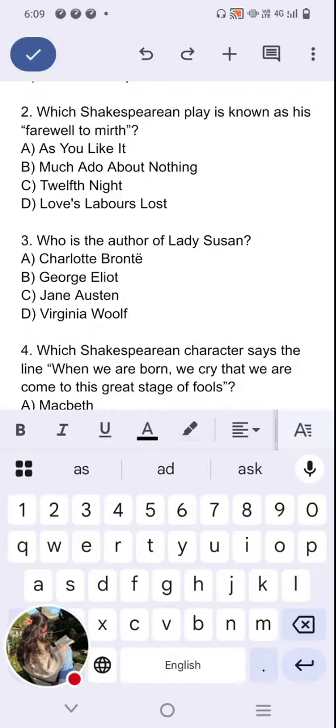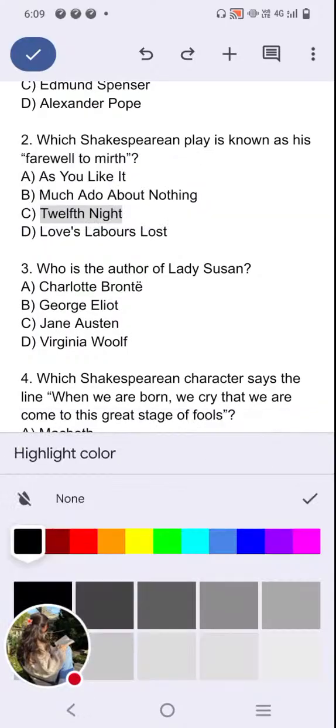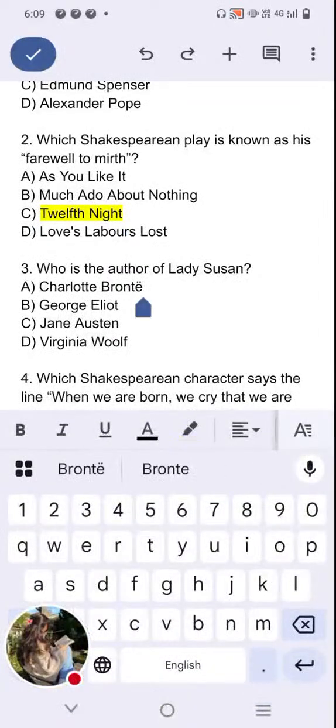The right answer here is option C, Twelfth Night. And why is it called Farewell to Mirth? The interesting thing is that before Twelfth Night, he was writing comedies and romances like Much Ado About Nothing and As You Like It. And it is after Twelfth Night that he shifted to the dark, heavier tragedies like Hamlet, Othello, King Lear, and Macbeth. So Twelfth Night is often seen as a bridge where Shakespeare transitioned from light-hearted comedies to dark tragedies, and that is why this particular play is known as Farewell to Mirth.